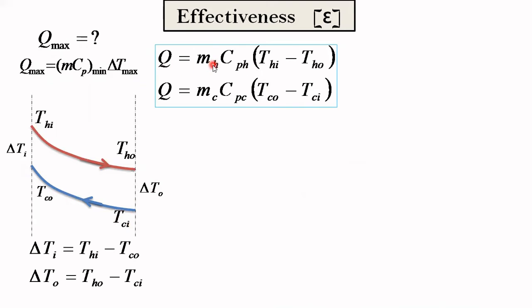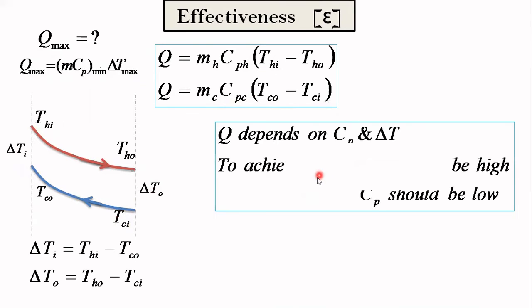Now the heat lost by the hot fluid, and this is the heat gained by the cold fluid, represented by m Cp delta T. So from this equation, we can see the rate of heat transfer depends on two quantities, that is specific heat and the temperature difference. Now to achieve the Qmax, the maximum rate of heat transfer, this delta T should be very high. The delta T should be high and the specific heat should be low.